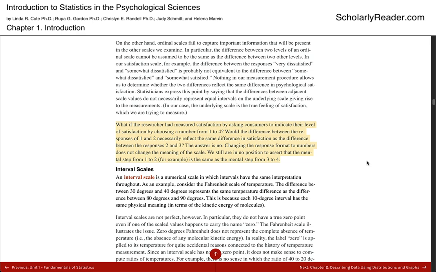What if the researcher had measured satisfaction by asking consumers to indicate their level of satisfaction by choosing a number from 1 to 4? Would the difference between the responses of 1 and 2 necessarily reflect the same difference in satisfaction as the difference between the responses 2 and 3? The answer is no. Changing the response format to numbers does not change the meaning of the scale. We still are in no position to assert that the mental step from 1 to 2, for example, is the same as the mental step from 3 to 4.